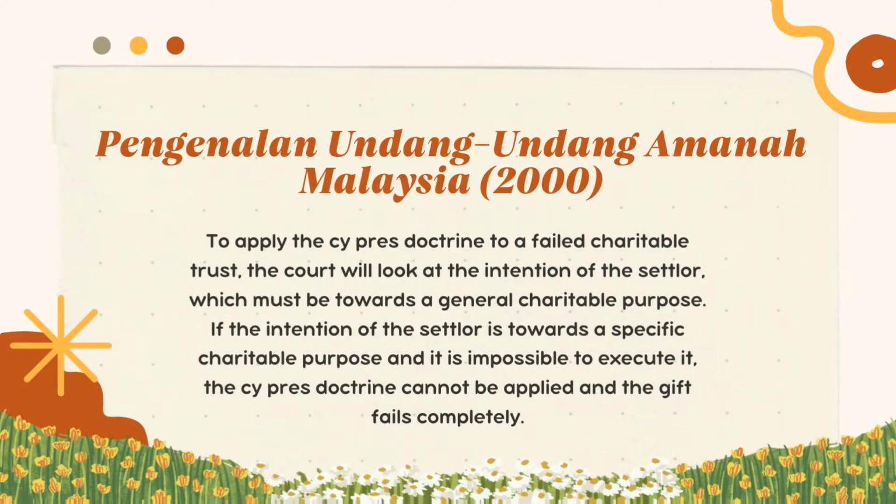According to the book titled Pengenalan Undang-Undang Amanah Malaysia in year 2000, to apply the Cyprus doctrine to a failed charitable trust, the court will look at the intention of the settlor, which must be towards a general charitable purpose. If the intention of the settlor is towards a specific charitable purpose and it is impossible to execute it, the Cyprus doctrine cannot be applied and the gift fails completely.